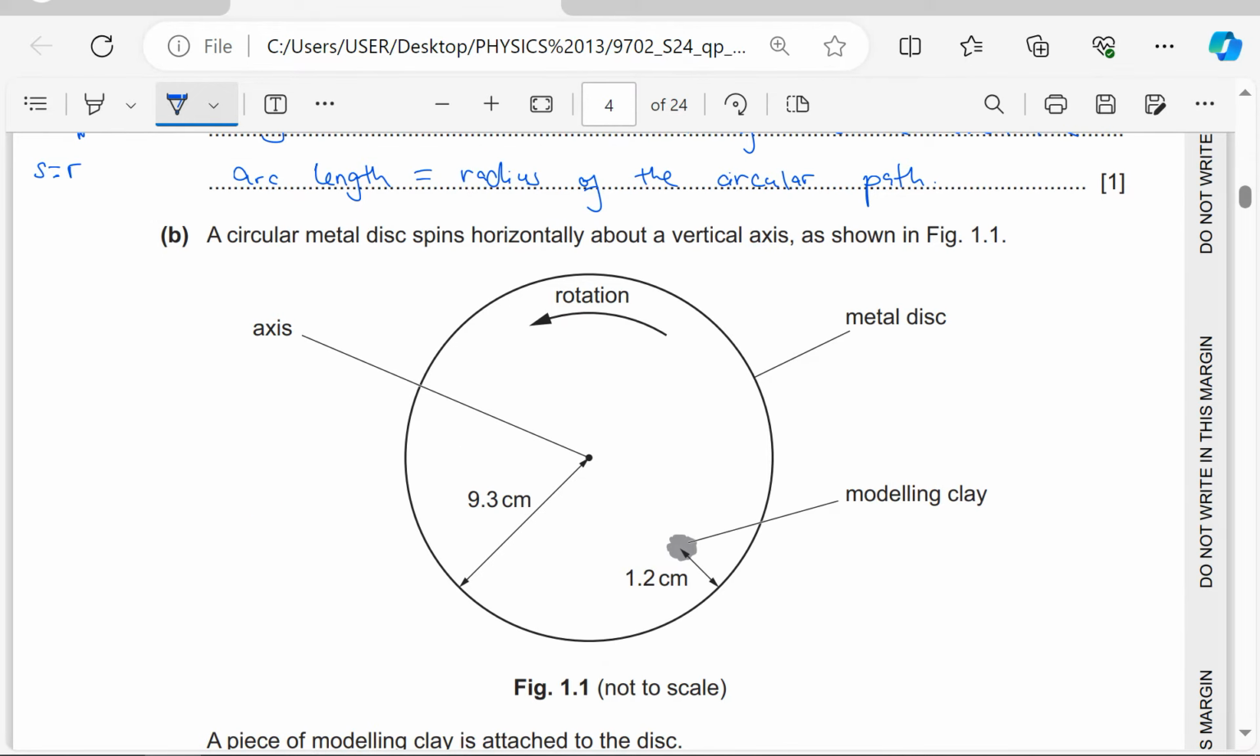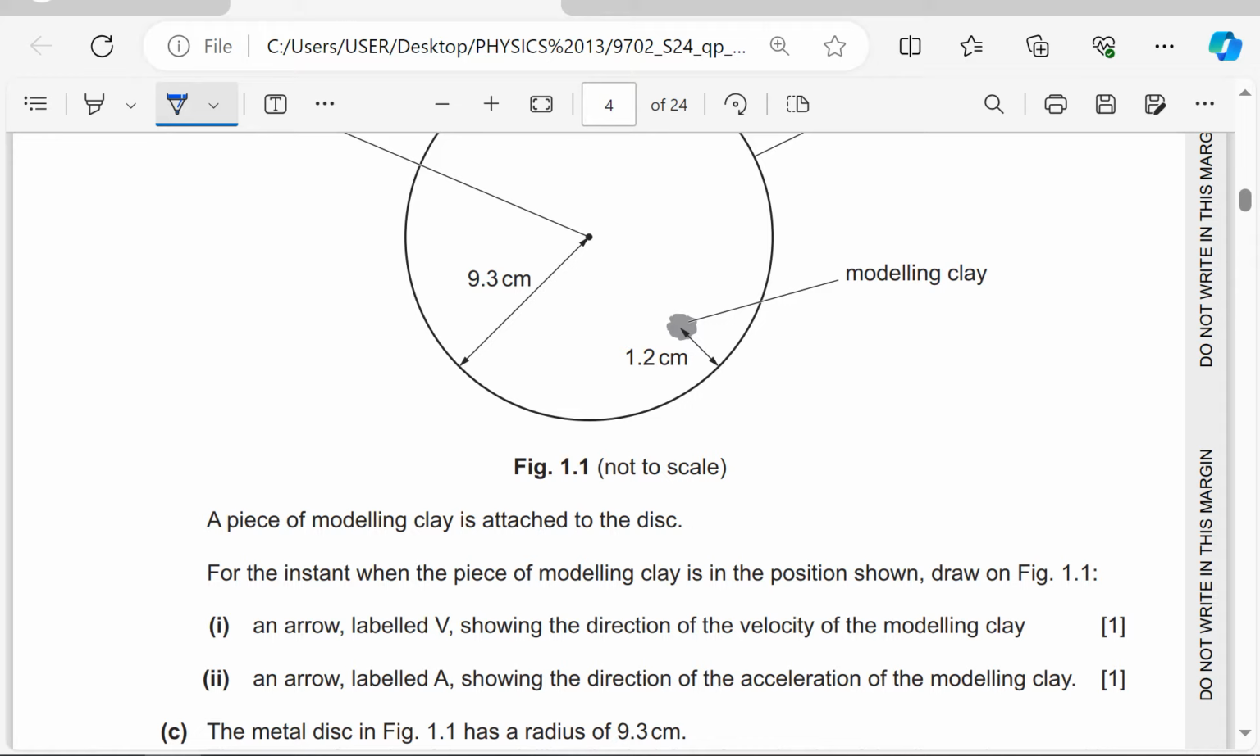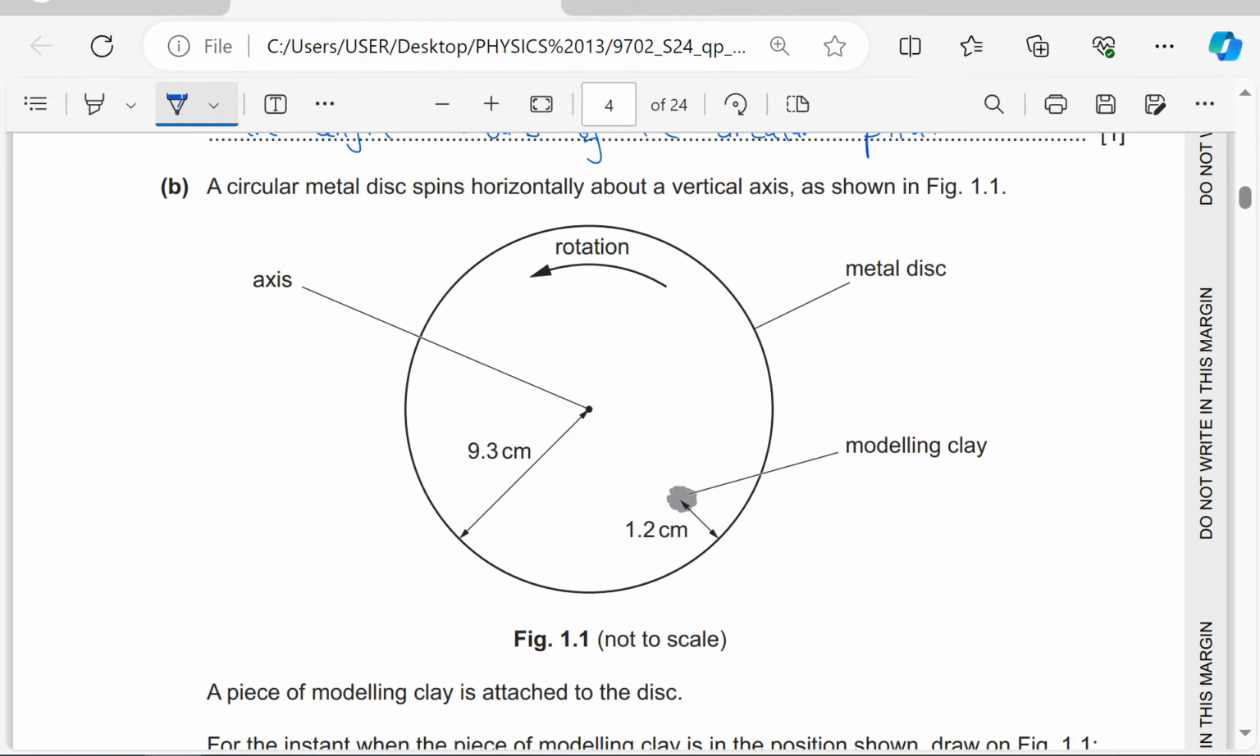A circular metal disc spins horizontally about a vertical axis, as shown. A piece of modeling clay is attached to the disc. For the instant when the piece of modeling clay is in the position shown, draw on the figure an arrow labeled V, showing the direction of the velocity of the modeling clay.